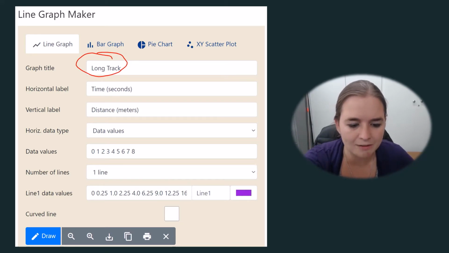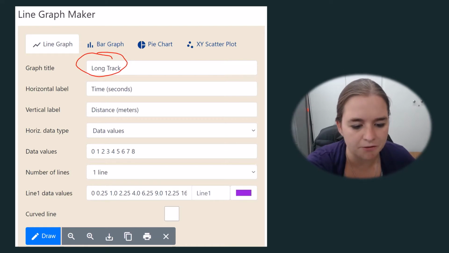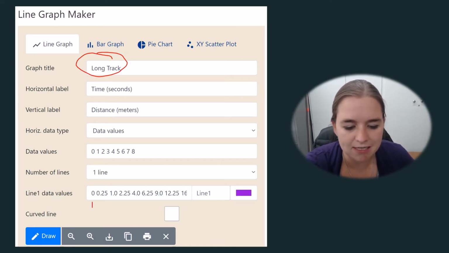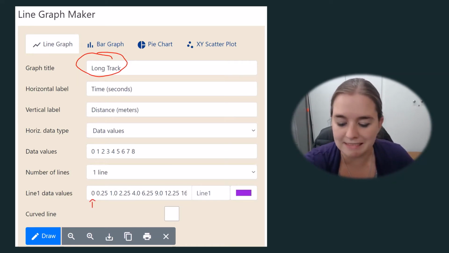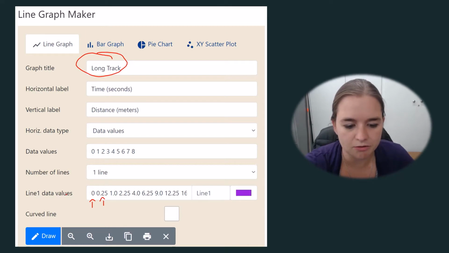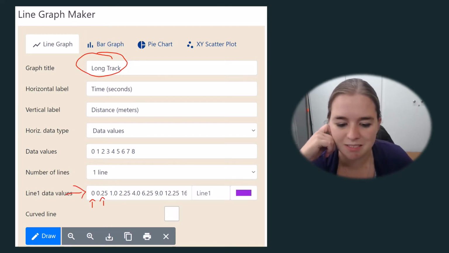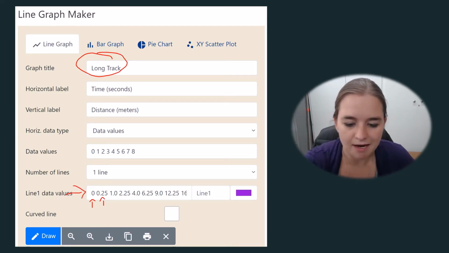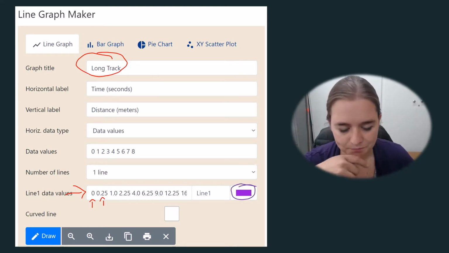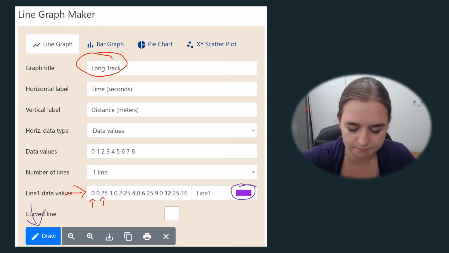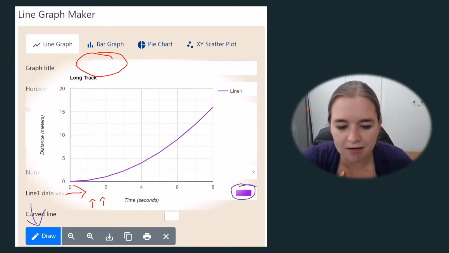And then our line 1 data values, well, those need to be our vertical data values, which in this case, that's our position. So at 0 seconds, we were at the 0 mark. At 1 second, we were at 0.25 meters. And so you'll go through and type in each of those values with a space between it in the box. I changed my color to purple because I was feeling like purple was a fun color, but you don't have to. Then when you hit draw, you should get a graph that looks like this.